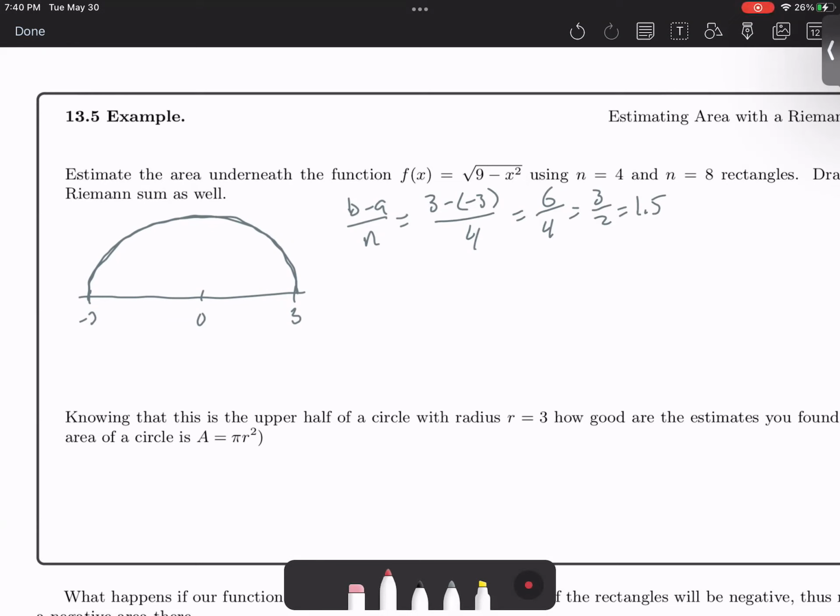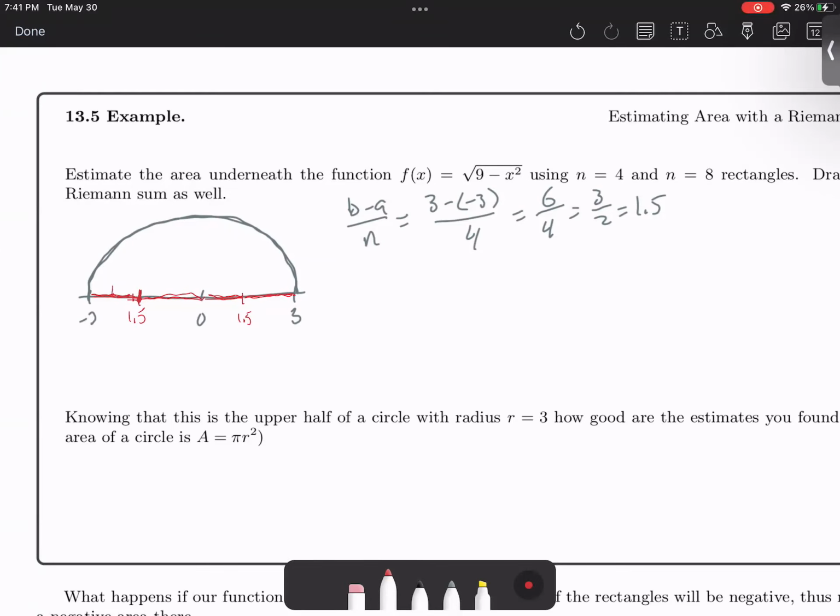So my first rectangle is going to go from minus 3 to minus 1.5. My next rectangle is going to go from minus 1.5 to 0. So I'm a bad artist. This is not to scale. My next rectangle is going to go from 0 to 1.5. And then my last rectangle goes from 1.5 to 3, right? That's 4 rectangles. It doesn't say if I want to use a left hand or a right hand Riemann sum. Let's choose a left hand.